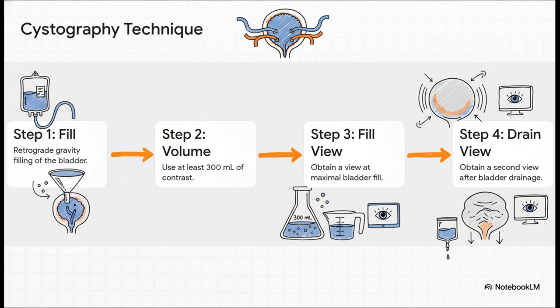Now, technique is absolutely crucial here to get an accurate diagnosis. So let's walk through the steps. First, you're going to start with retrograde gravity filling of the bladder. Second, and this is key, you need to use at least 300 milliliters of contrast, or just fill until the patient can't tolerate anymore. You need that maximal bladder distension. Third, get a view right at that point of maximal fill. And fourth, you need a second view after the bladder has been completely drained.